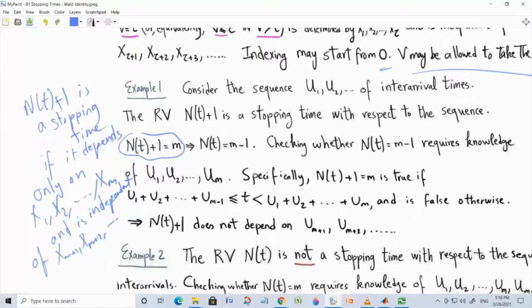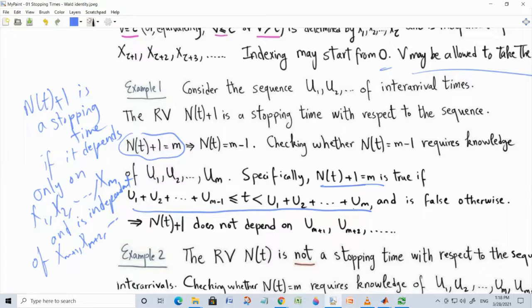Basically, the event n of t plus 1 is equal to m exactly means that n of t is equal to m minus 1, which means that if you inspect the system at time instant t, there should be m minus 1 arrivals. So arrival m happens after the time t, and arrival m minus 1 happens at t or earlier. So this event can be studied by examining this inequality.